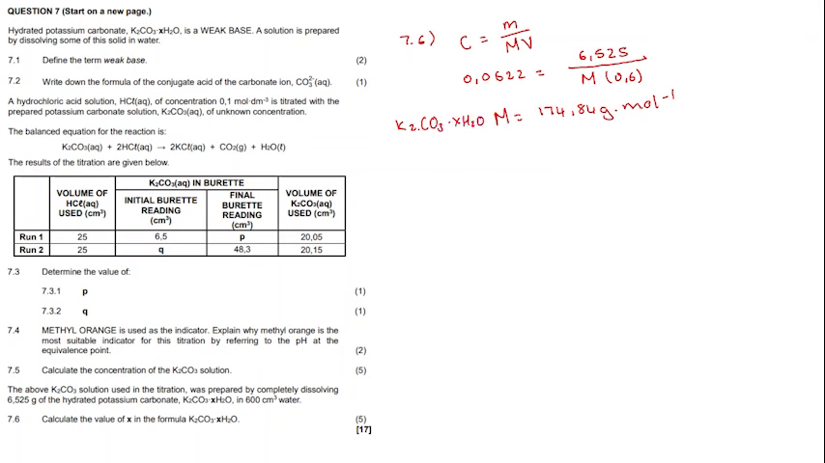K2CO3.XH2O. We then determine the molar mass of the potassium carbonate portion, which is 2 times 39 for the potassium, plus 12 for the carbon, plus 3 times 16 for the oxygen, plus X times 18, as 18 would be for the whole water molecule. We then equate this to the total molar mass, and when we solve for X, we get X to be equal to 2. And that's all for this video.